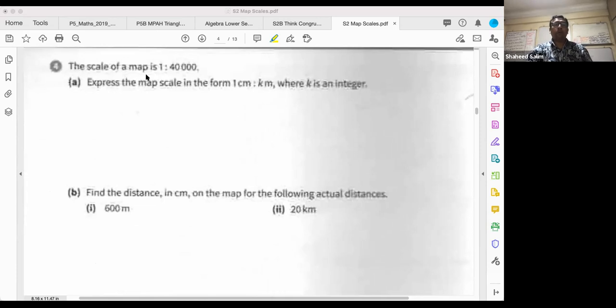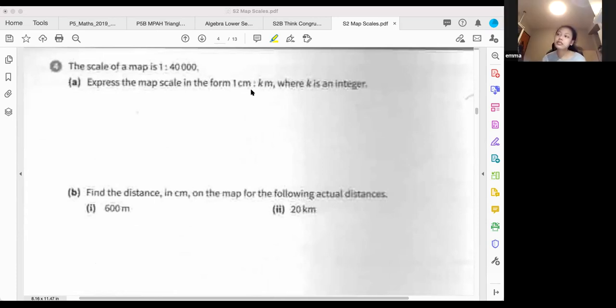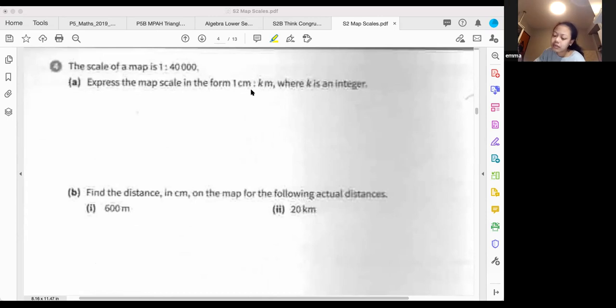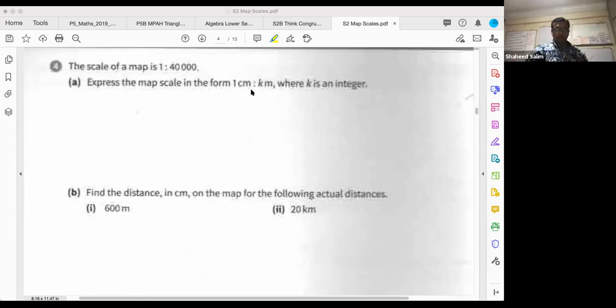Okay, we try now. 1 is to 40,000. They want you to give it in this form first: 1 cm to how many km? 40. Hold on. Wait, no. It's not 40. If we go one step.